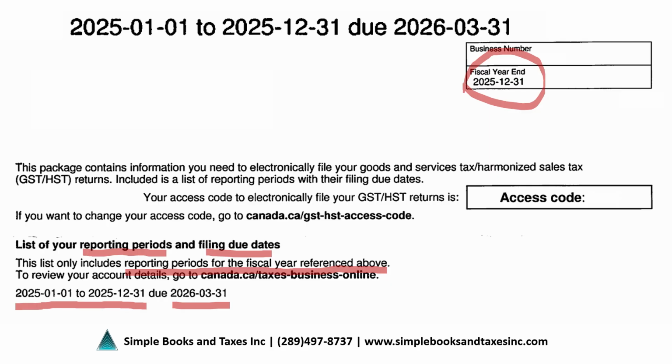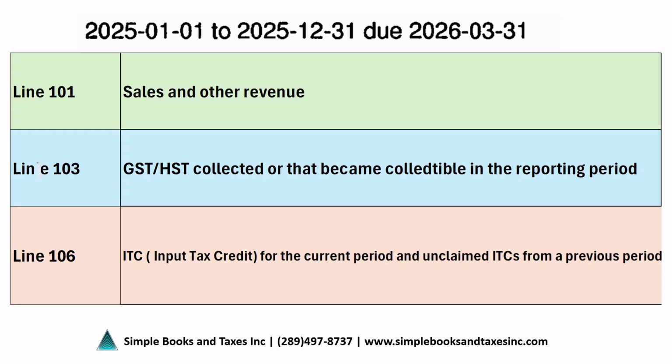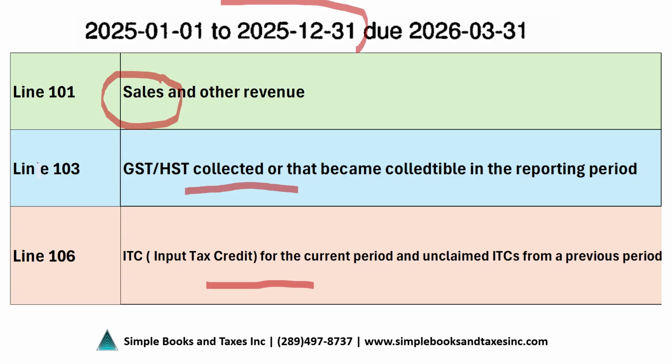But before we start, we want to make sure that we entered all the transactions for the year and also completed the bank reconciliation for the whole year of 2025. In our example, we need information about the total sales revenue, the HST charged on sales, and HST paid on purchases for the year of 2025.